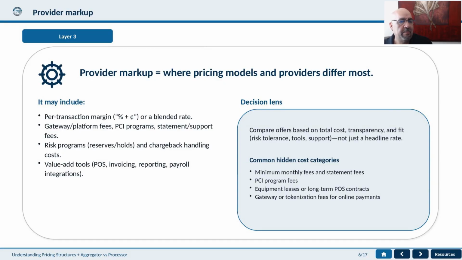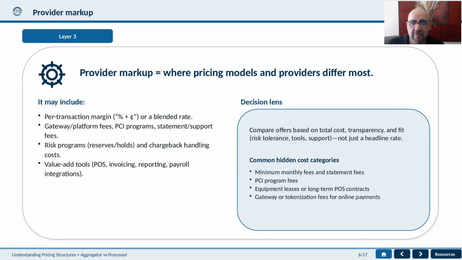Value added tools. What do we provide? POS, invoicing, reporting, payroll, integration, direct integration of different POS systems. We have our own internal system that does the credit card processing for mobile, like I think Kevin asked about. So we do have that with Android and Apple iOS, iPad, whatever you want, iPhones.